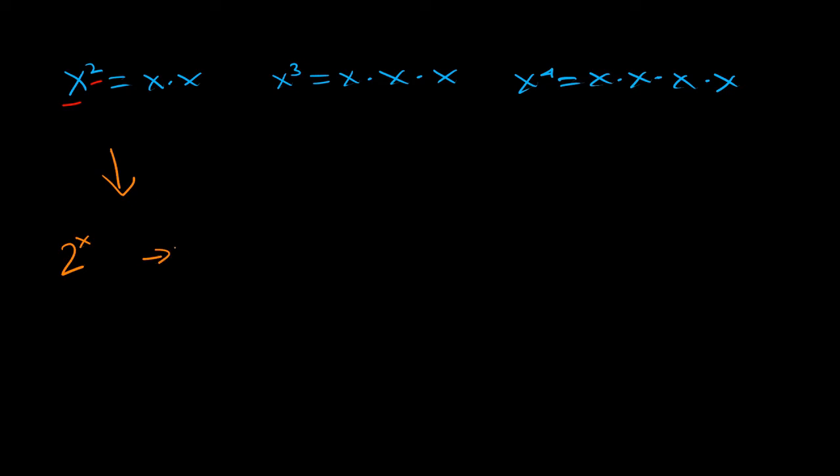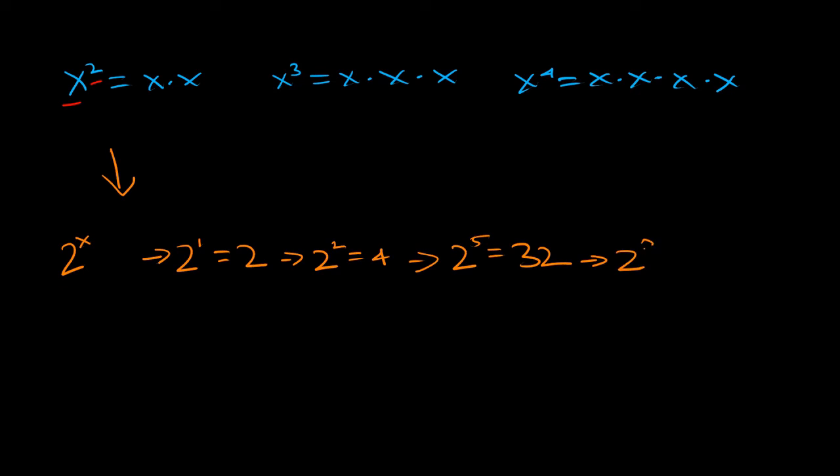If we plug in 1, 2 to the power 1, we get 2. If we plug in 2, 2 to the power 2, we get 4. If we plug in 5, 2 to the power 5, we get 32. Plug in 8, 2 to the power 8, we get 256. That looks pretty exponential, because for every increase of 1 in x, it doubles from the previous term. So we can conclude that the derivative of 2 to the power x is itself.